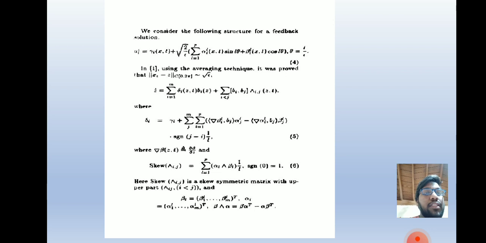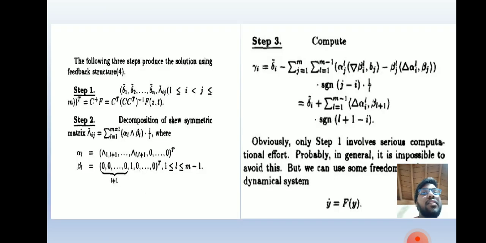This is the structure. Here, in this structure, the matrix is a skew symmetric matrix, with entries skew-symmetric in i and j, where i is less than j. The following three steps produce the solution using feedback structure 4: step 1, step 2, and step 3. With these three steps we can get the feedback structure 4.